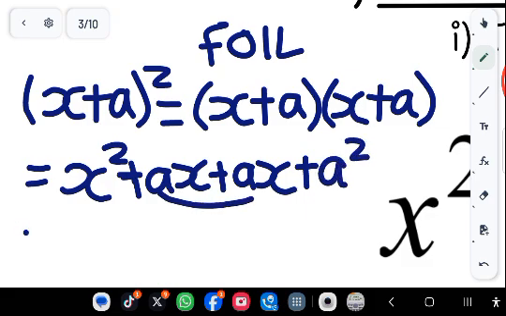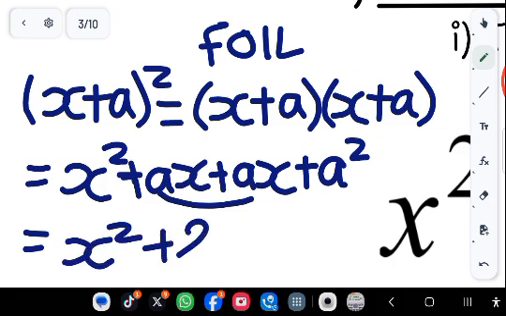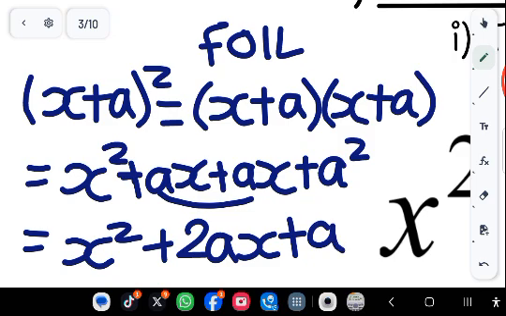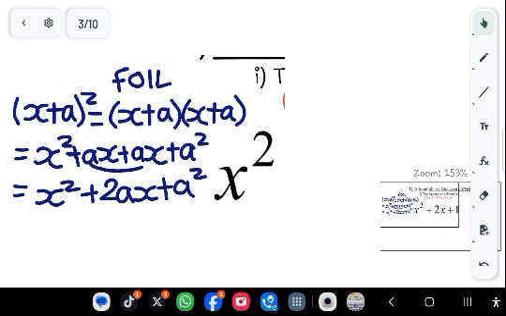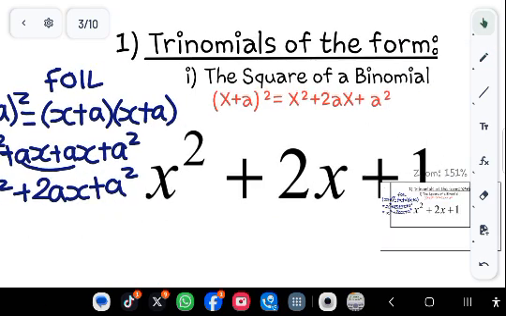The terms in the middle are like terms, so we add them together. That will be x squared plus 2ax, because it's a cow plus a cow, so that is 2 cows. And that's what you get, x squared plus 2ax plus a squared.